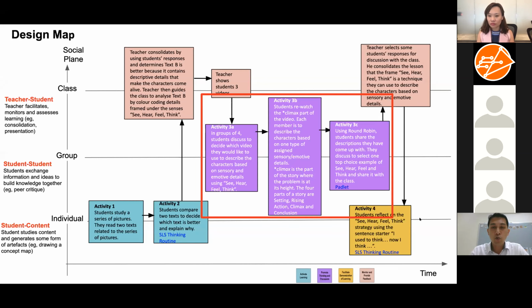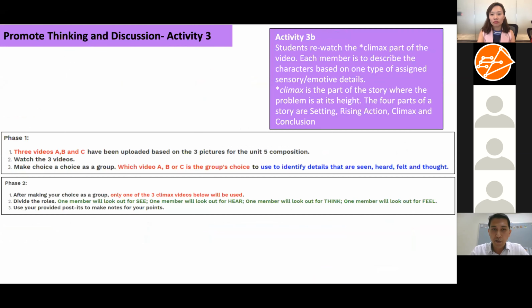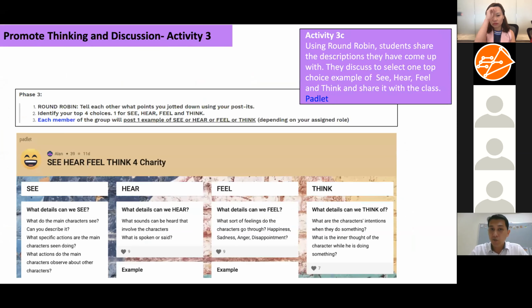And then the group has a round robin discussion to narrow down each member's best see or hear or feel or think in order to present it to the rest of the class. So in presenting it to the rest of the class, we have selected the platform known as Padlet, as all of you can see on the screen. The reason why we are doing this is because we want the whole class to have one consolidated view panel, and they can easily scroll through by categories.